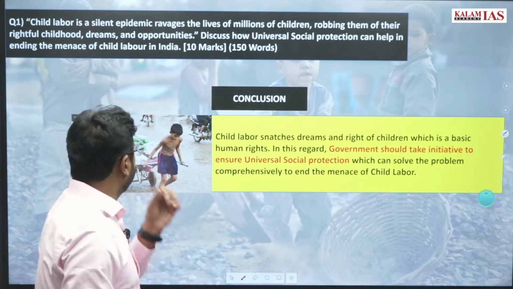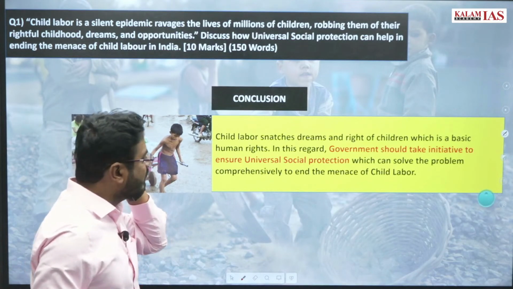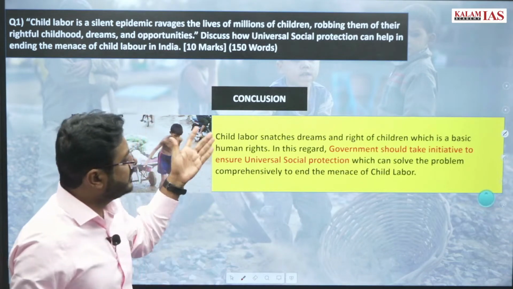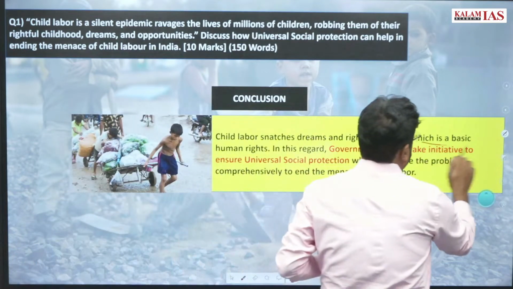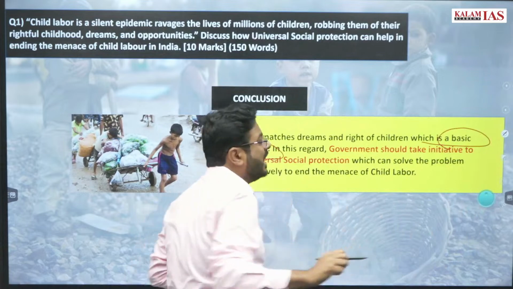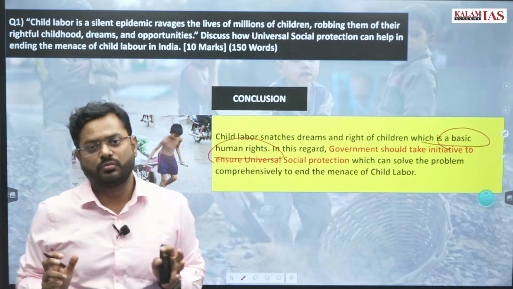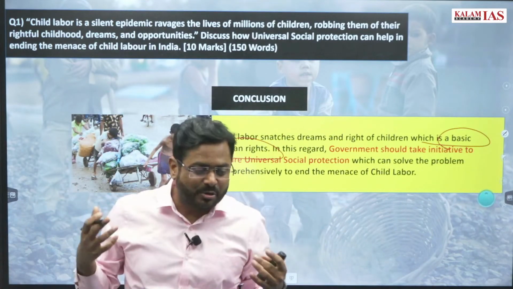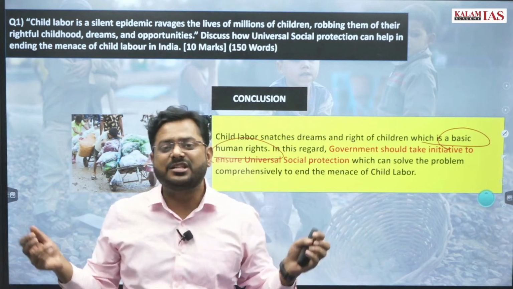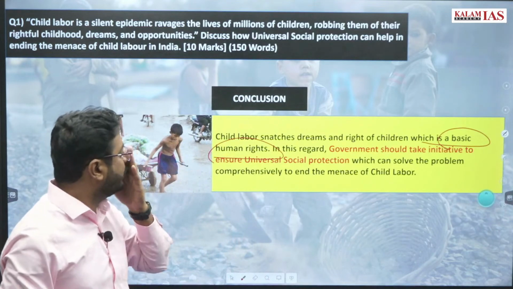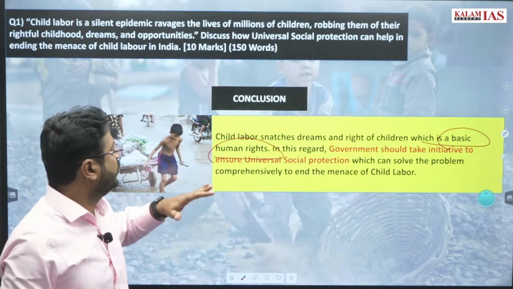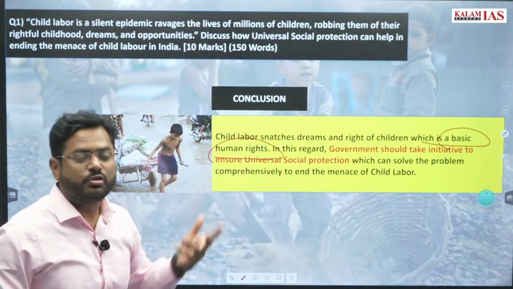What can you conclude? You can conclude that child labor snatches the dreams and rights of children, which is a basic human right. This is a basic human right. Do not snatch childhood from the child; if a child's childhood is being snatched, then their basic human rights are being violated. So basic human rights are violated, so ensure them, remove child labor, ensure basic human rights.